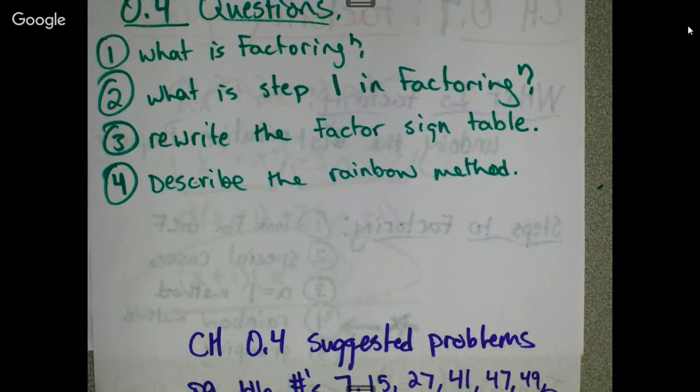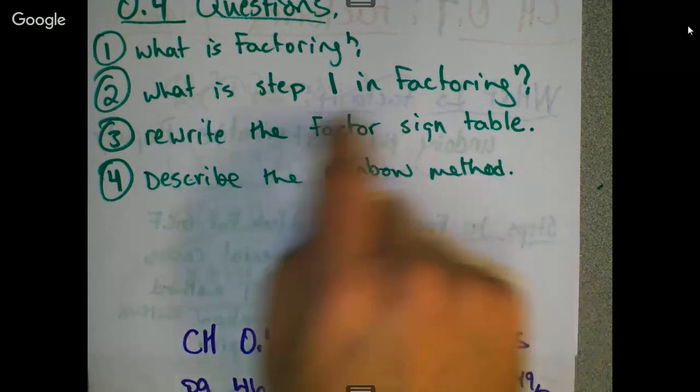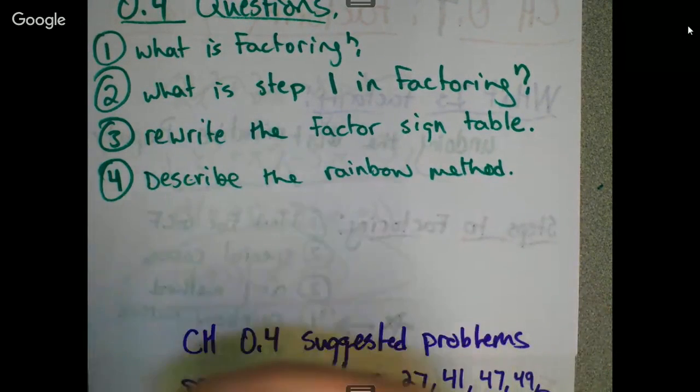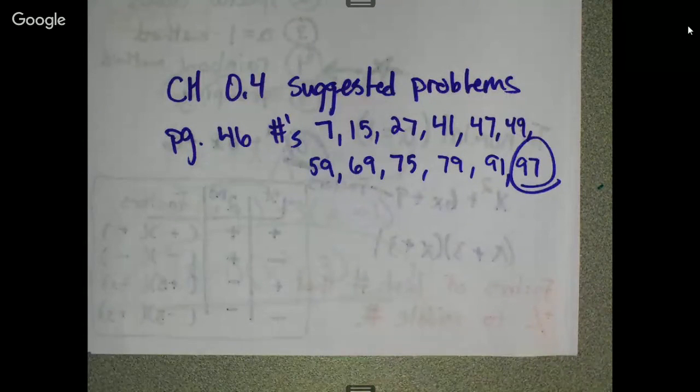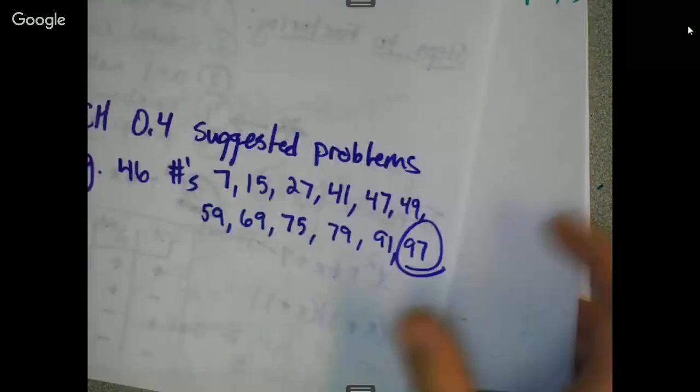Okay. Step 1 in factoring, that's again what you look for first. Here are your suggested problems, with 97 being a challenge problem for you. I do probably suggest that you do more than just these minimums. There's a lot of factoring that we will be doing in this course.